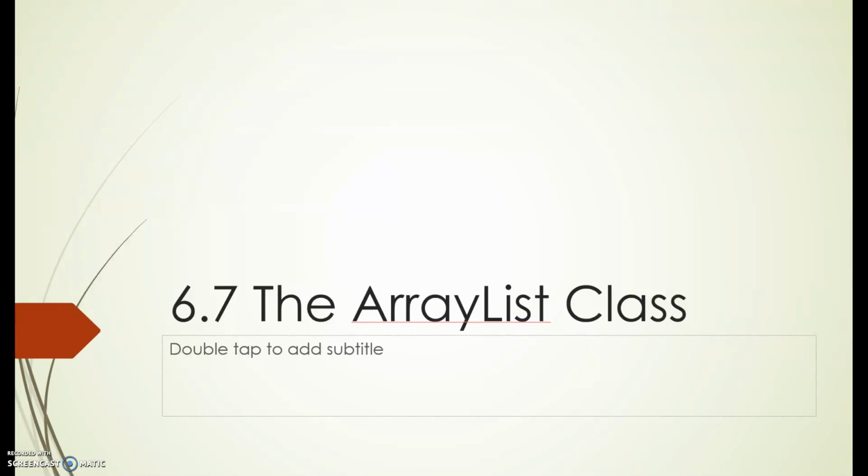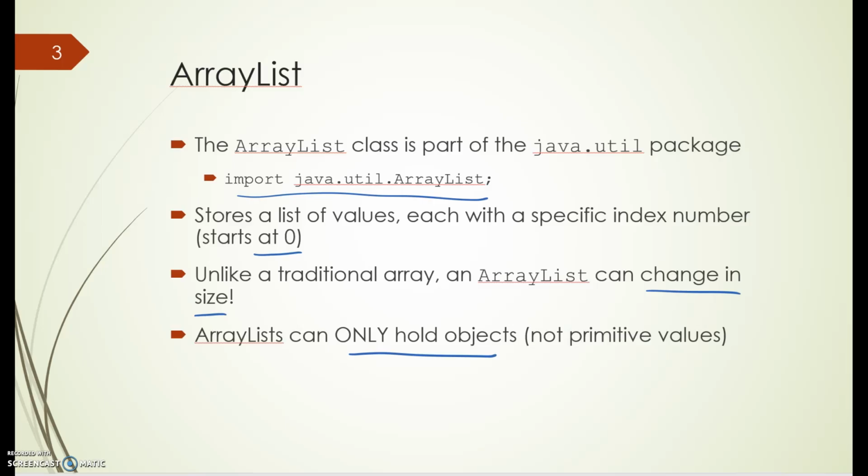In today's lesson, we are going to learn about the ArrayList class and learn about how it is similar to and different from a traditional array which we have been working with so far. First of all, the ArrayList class needs to be imported. And just like an array, the indices start at 0 and go until size minus 1. And unlike a traditional array, the size can change for an ArrayList.